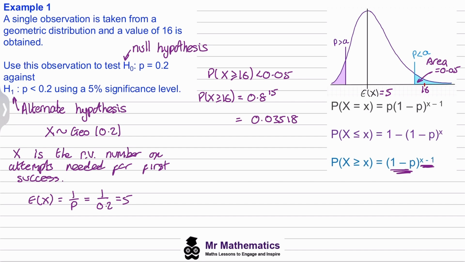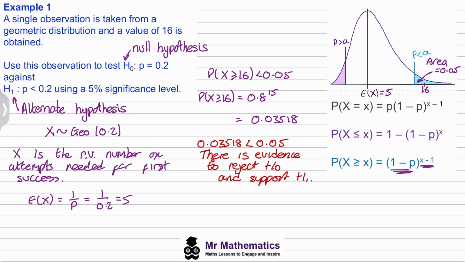Okay? So our conclusion is that because 0.03518 is less than our significance level of 0.05, we say there is evidence to reject H0 and support the alternative hypothesis H1. Okay? Let's try another question.